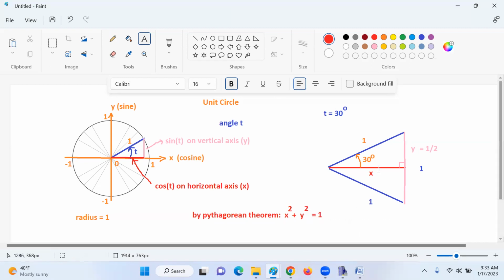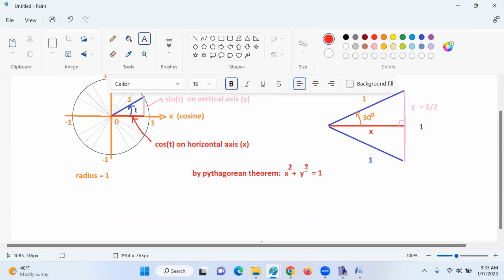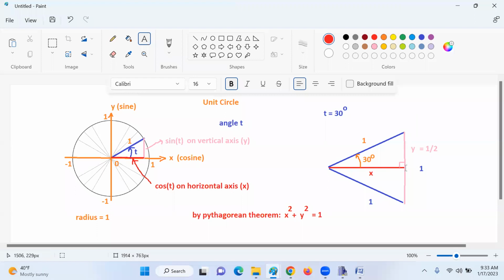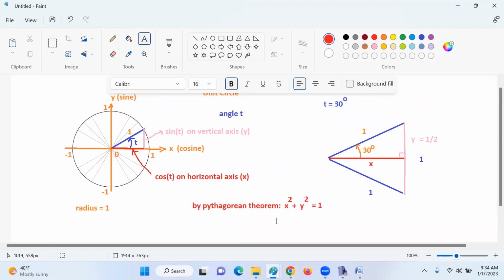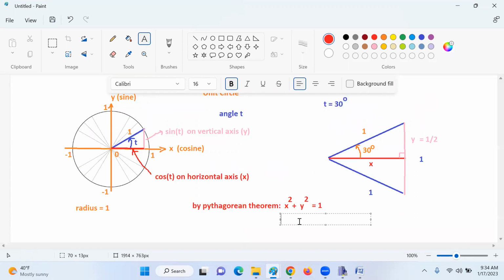Okay, so why is that? Because we have a right triangle with 90 degrees here. So we need to solve for x. X is not known. The y is equal to 1/2 because this is 1/2 of the side length equal to 1. So we have a squared plus b squared equal to c squared, where a was x, b was y, and c equal to 1. So we can plug that in to see what that is.